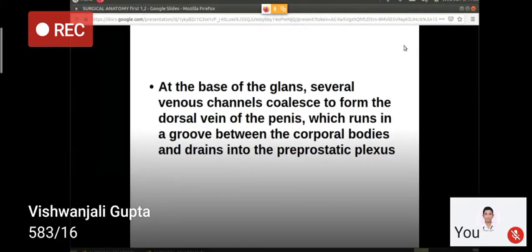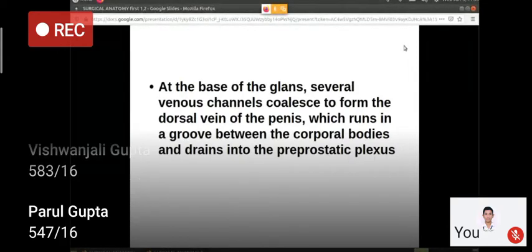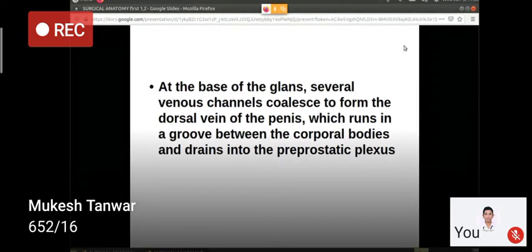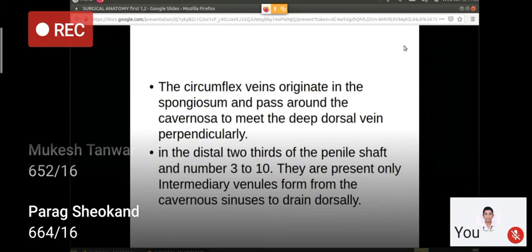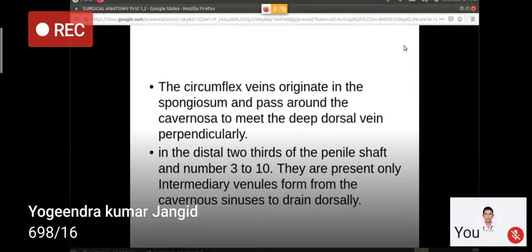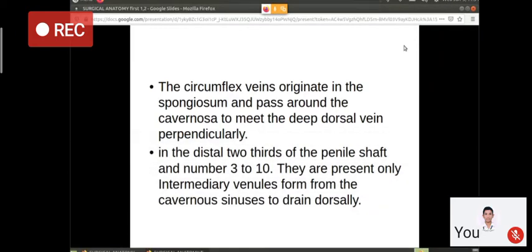At the base of the glans, several venous channels coalesce to form the dorsal vein of the penis, which runs in the groove between the corporal bodies and drains into the pre-prostatic plexus. The circumflex veins originate in the spongiosum and pass around the cavernosa to meet the deep dorsal vein perpendicularly. In the distal two-thirds of the penile shaft, numbering 3 to 10, there are only intermittent venules formed from the cavernous sinus to drain dorsally.